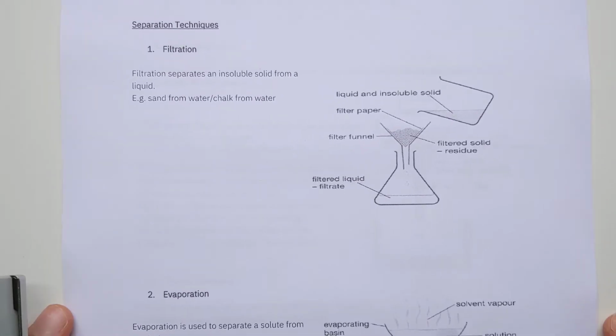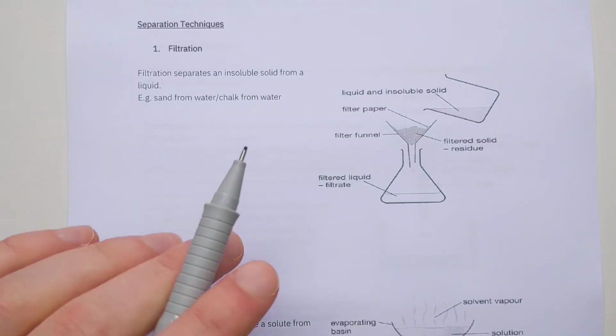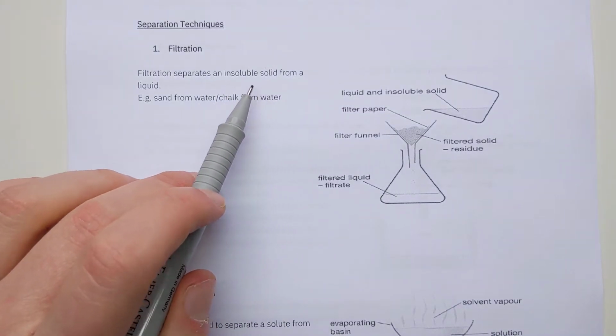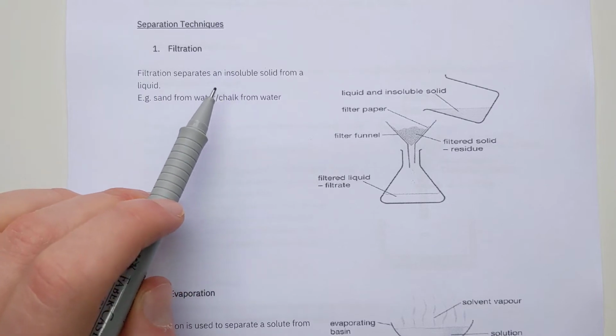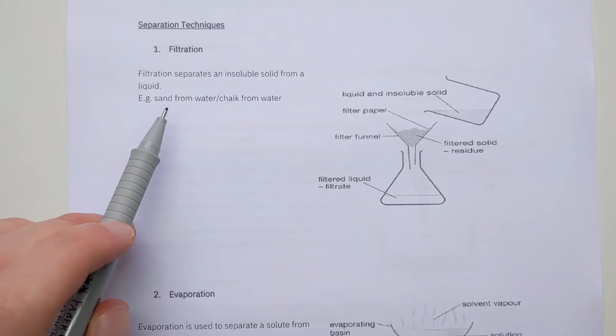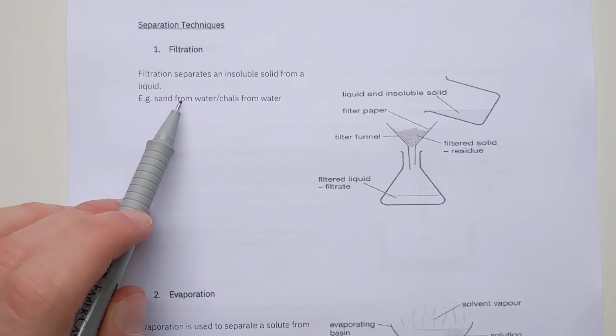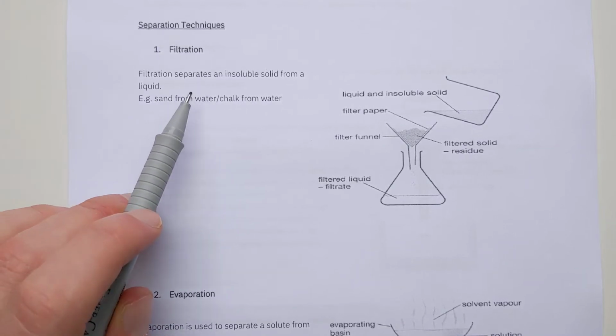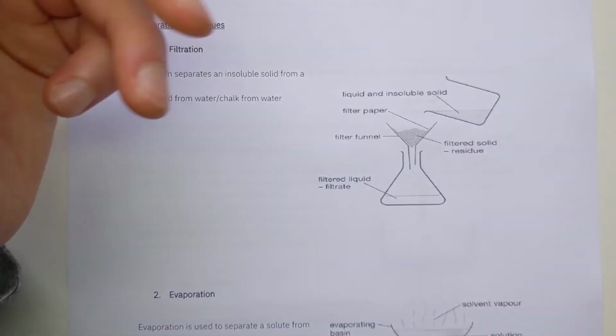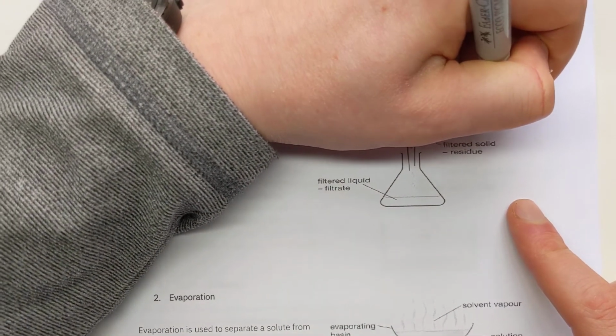The first separation technique would be if you had a mixture of an insoluble solid and a liquid. So a more easy to understand example would be maybe if you had a mixture of sand and water. As you know, sand doesn't really dissolve, otherwise we'd have no beaches. So how would we get water and sand separated from each other? So here's my mixture in here. So this is, for example, my sand and water.